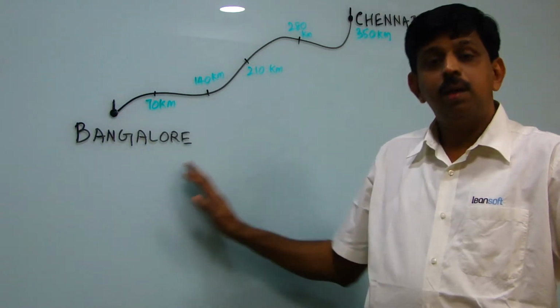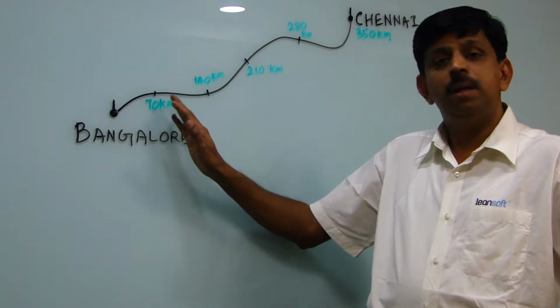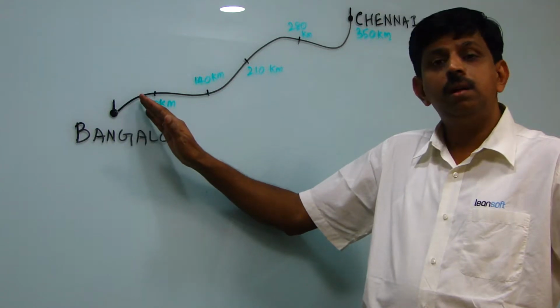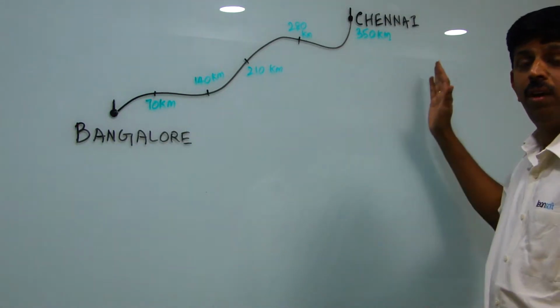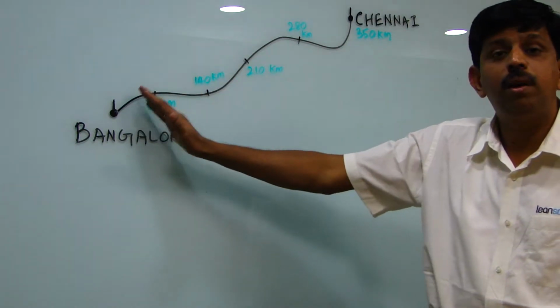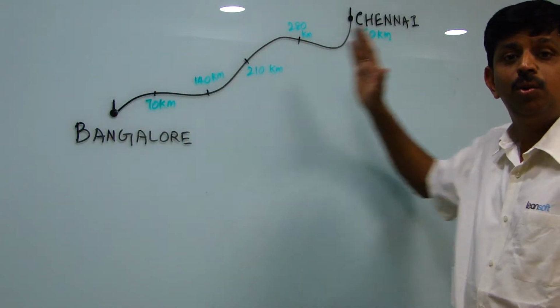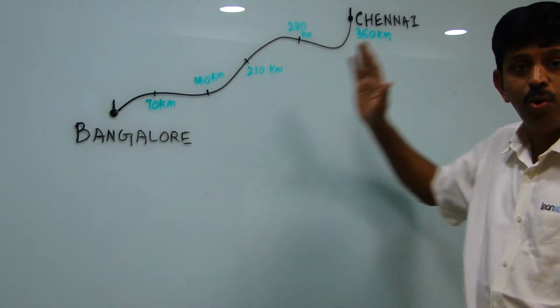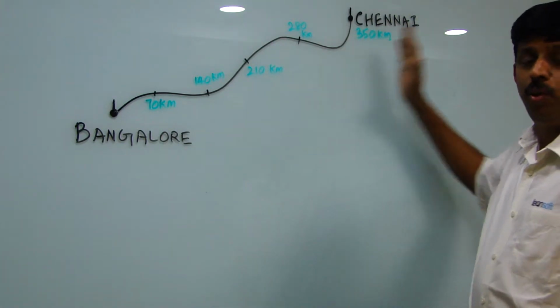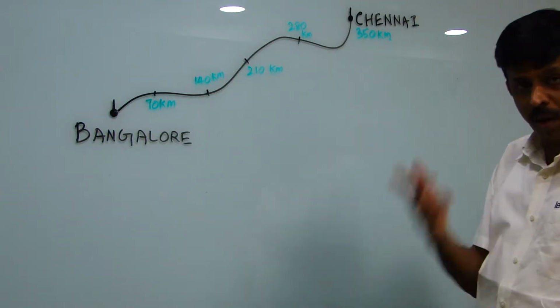So I started driving. The GPS is telling me, hey, you just drove only 30 kilometers, so you are not going to reach in 5 hours. You're probably going to reach in 7 hours. I know upfront that I'm not going to reach by 2 p.m. as I started at 9 o'clock. I'm probably going to reach only by 4 p.m. So I can immediately plan.